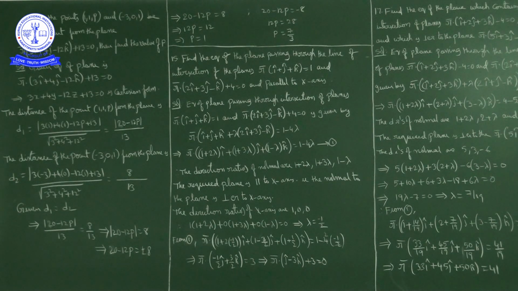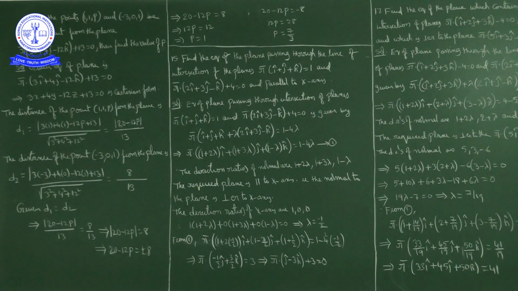Hello students, now we are discussing three-dimensional geometry, miscellaneous exercise problems. Okay. Next question, question number 14. If the points (1, 1, P) and (-3, 0, 1) be equidistant from the plane r bar dot (3i cap plus 4j cap minus 12k cap) plus 13 equal to 0, find the value of P.